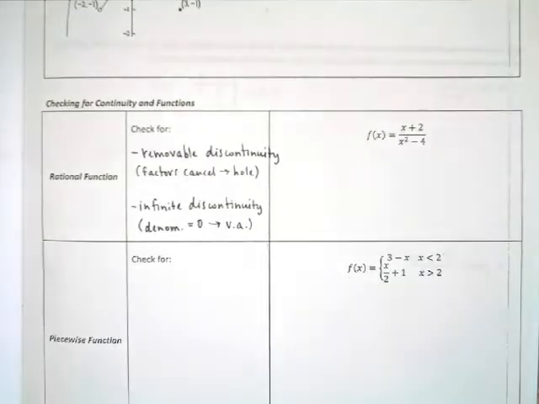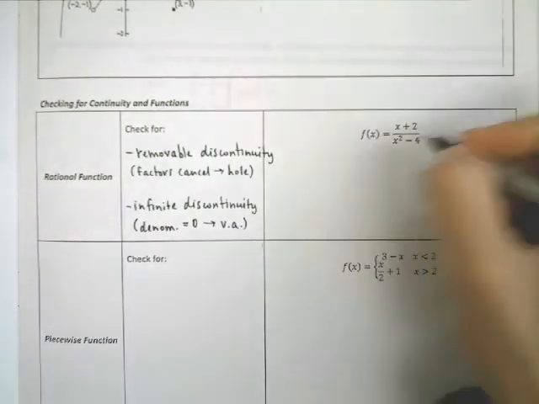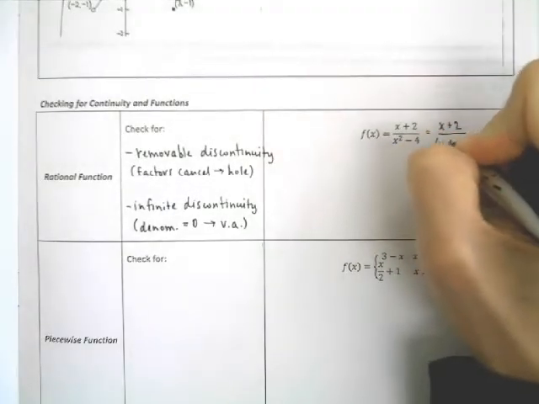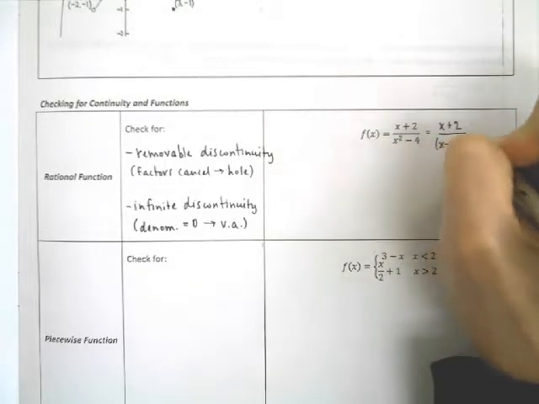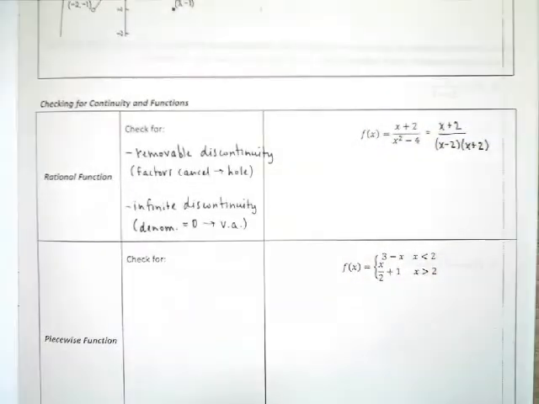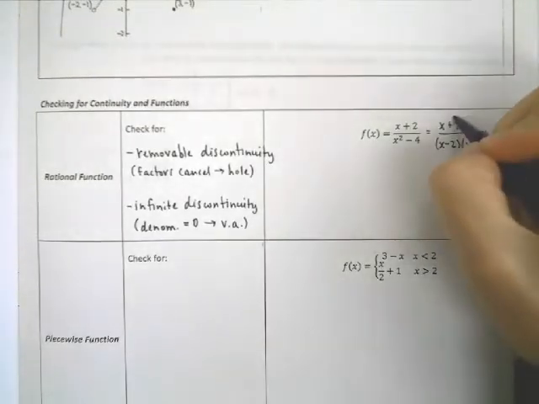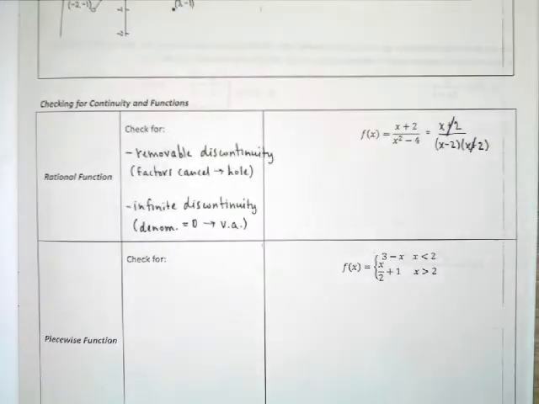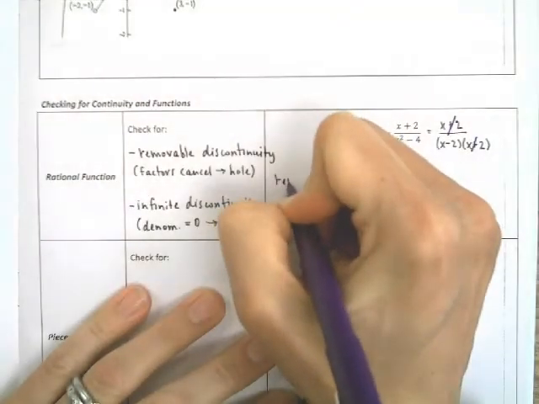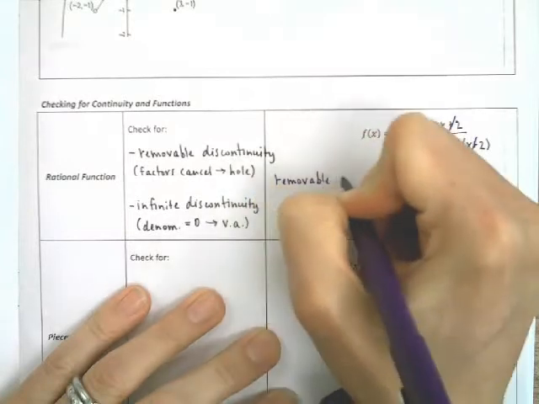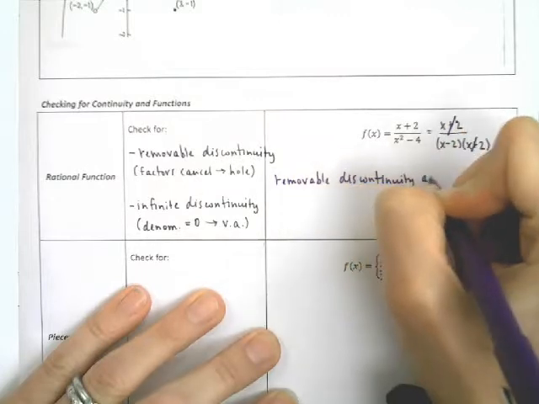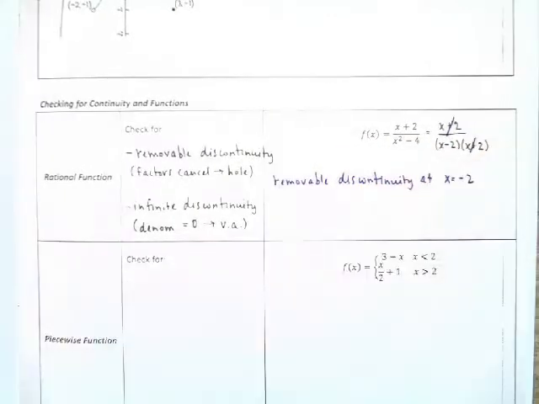Okay, so let's go ahead and look at this function here. If I were looking at this, the first thing I'm going to do is factor the denominator here. And so I'm going to notice a few things happen. First of all, I can cancel this factor of x plus 2. Since that cancels, I know that I have a hole at x equals negative 2. So in terms of continuity, I have a removable discontinuity at x equals negative 2.